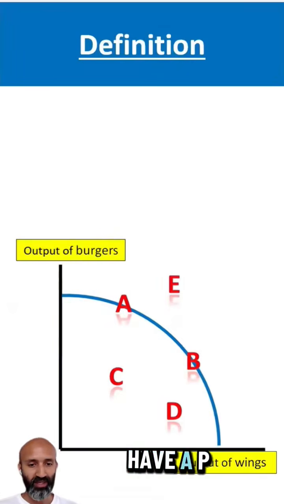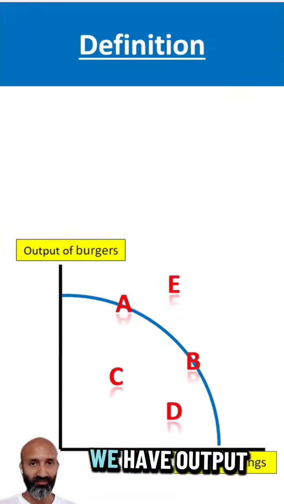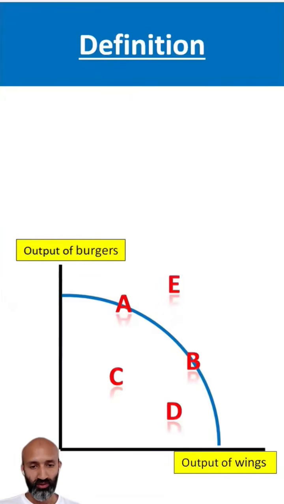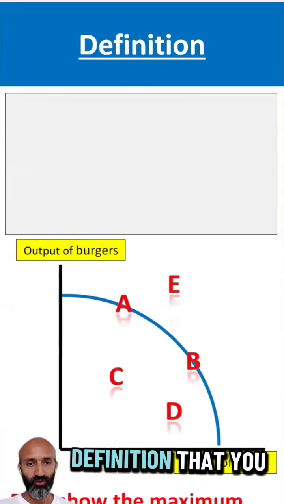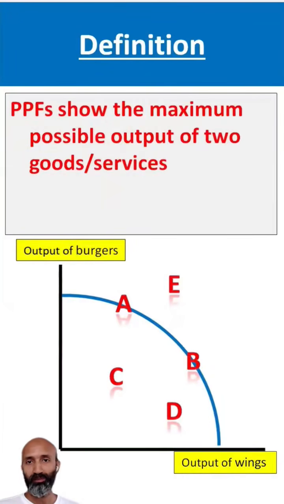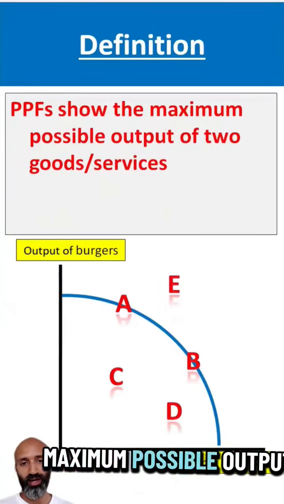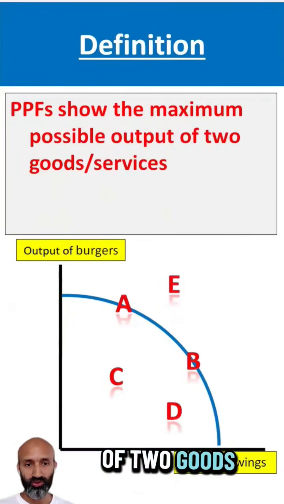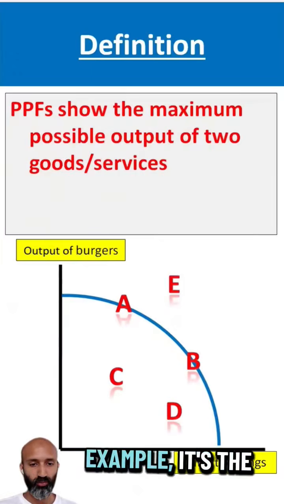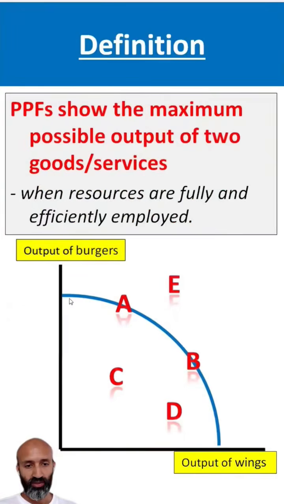So here we have a PPF curve. Y-axis, we have output of burgers, and x-axis, we have output of wings. Okay, so the definition that you need to memorize, PPF shows the maximum possible output of 2 goods or services. So in this example, it's the burgers and the wings.